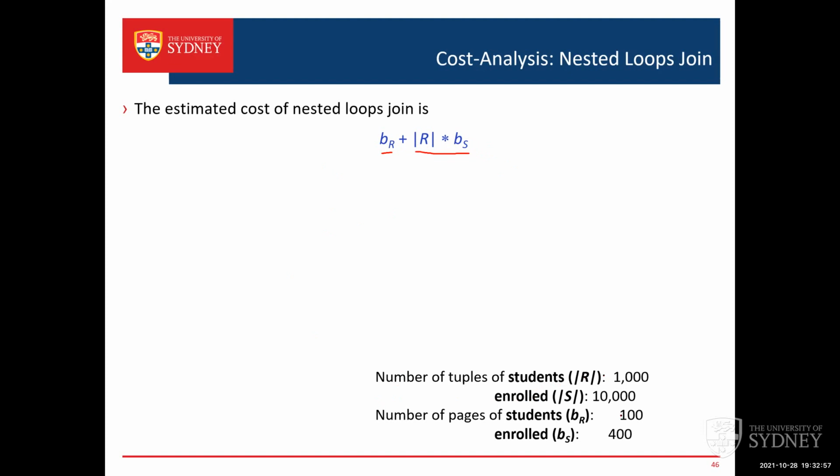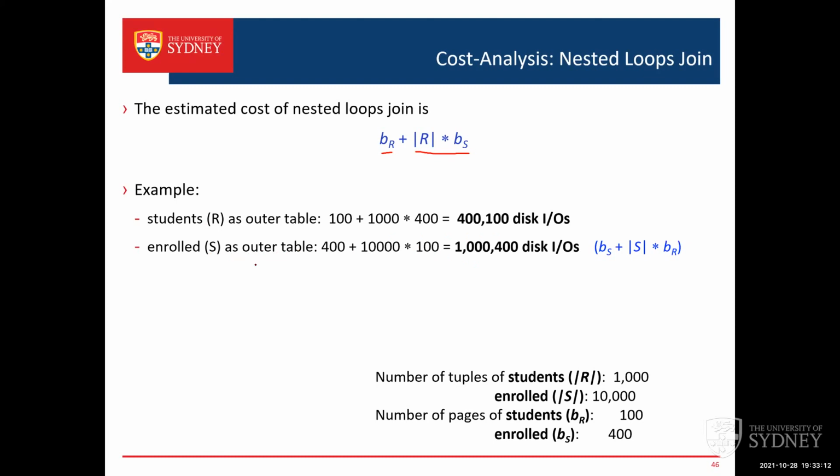So this was the information given to us. Simply, if we put it in here, this is what we get. If student is the outer table, right? So R means student table. At that time, this one will be the cost. If enrolled is the outer table, where S will be the outer table, the equation will be BS plus S into BR, right? So like written in here. If we simply put all the values from here in this equation, this is what we are going to get. So knowing these two, which one should we use as an outer table?